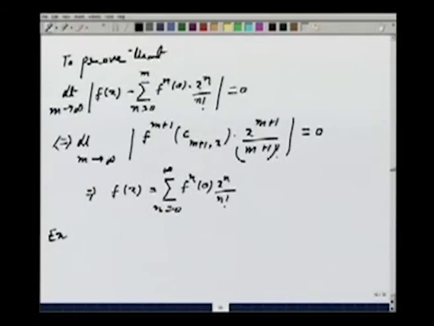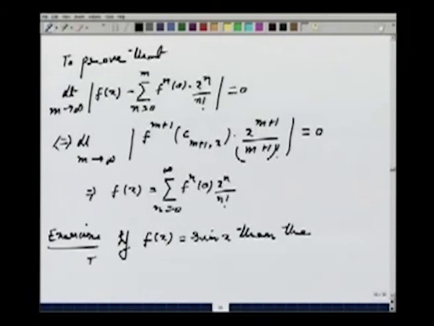Now I will leave it as an exercise to check that if f(x) equals sin x, then the Taylor series of f around 0 converges to the function.